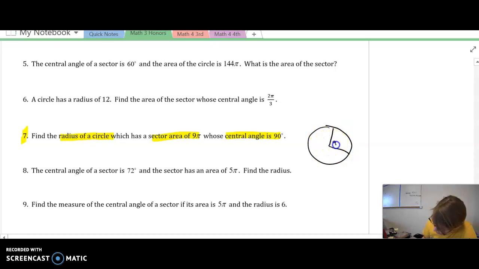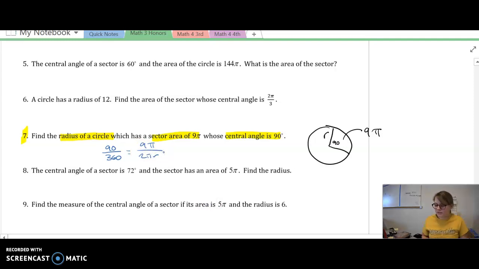So I have a central angle of 90, a sector area of 9 pi, and we are trying to find the radius. So now that I've drawn the picture, let's set it up. So we are going to have 90 over 360 because we're in degrees, and then we have 9 pi because we know the sector area over 2 pi r, and we are solving for r. So that's how we would set it up.